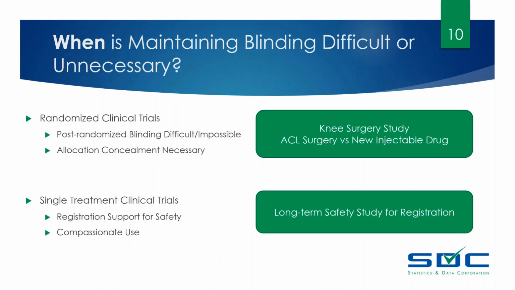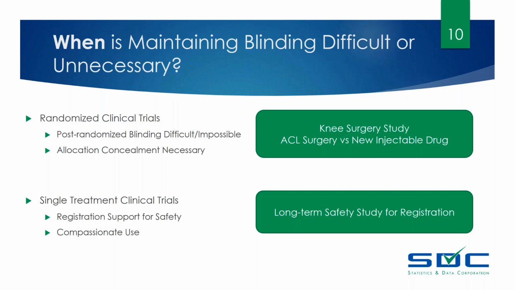When is maintaining blinding difficult or unnecessary? Randomized clinical trials. Post-randomization blinding can be difficult or impossible in certain cases, but it is imperative that allocation concealment be maintained. If you recall from a couple slides ago, allocation concealment refers to preventing the next treatment assignment in the clinical trial from being known.